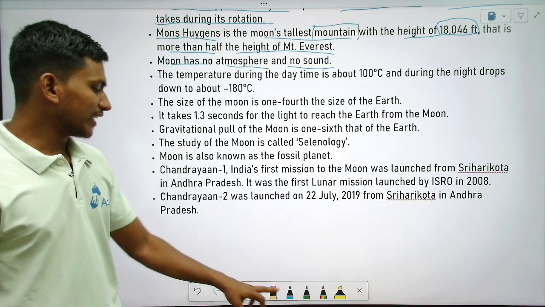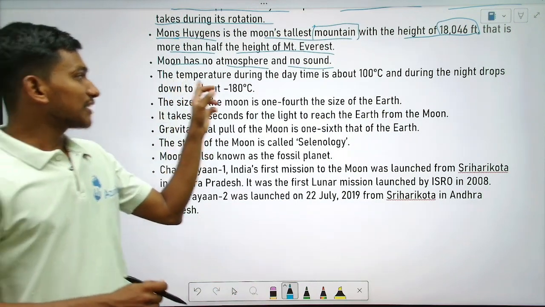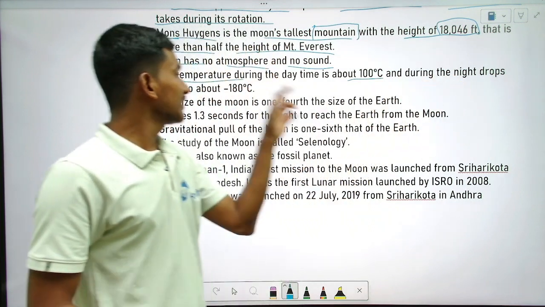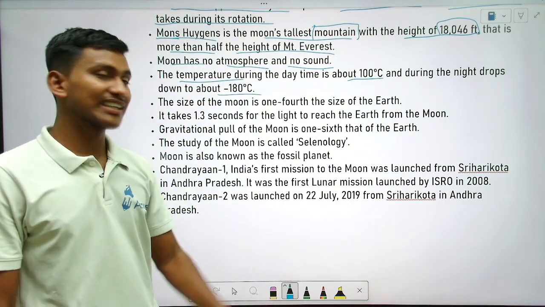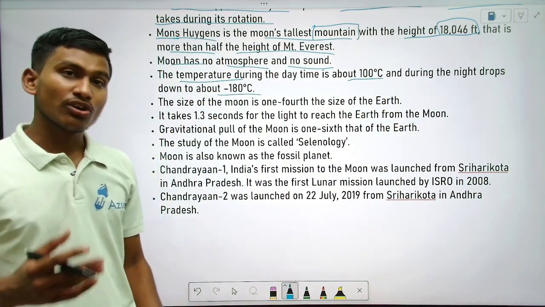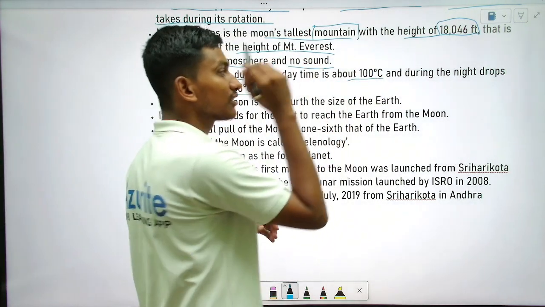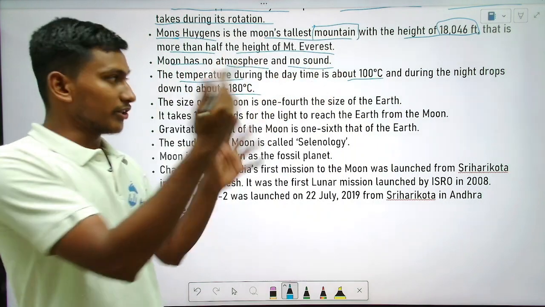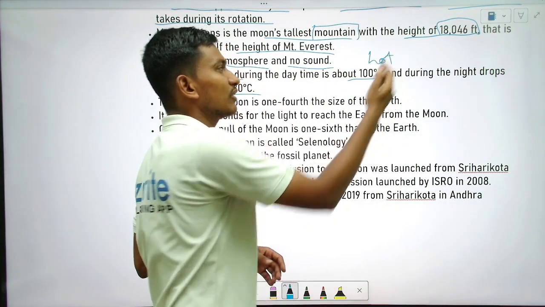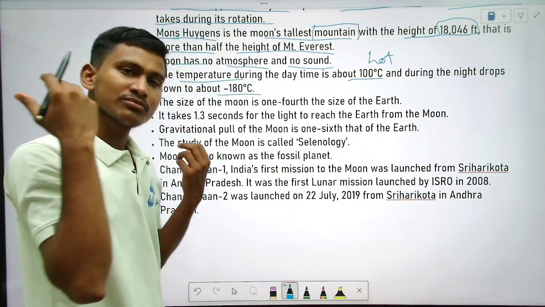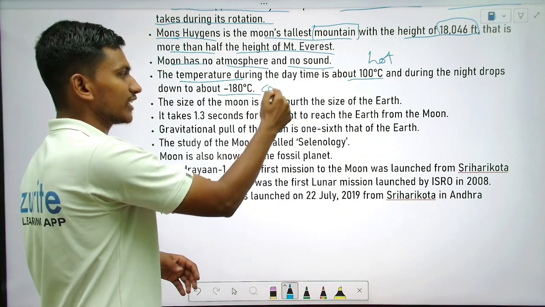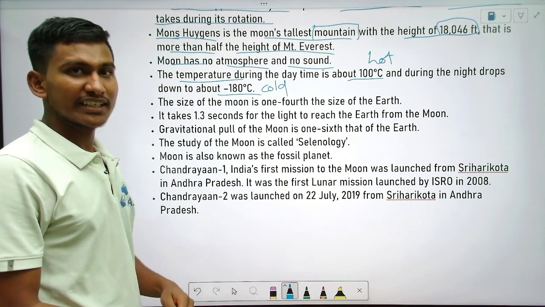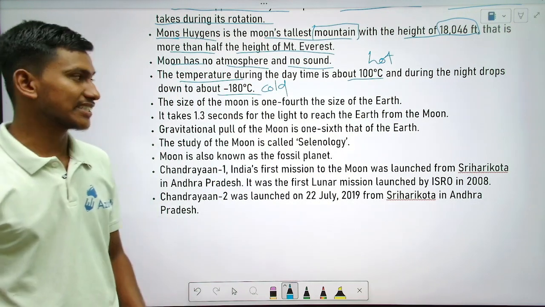Good. So next, the temperature during the daytime is about 100 degrees Celsius, and during the night it drops to about minus 180 degrees Celsius. Why is that? Because sunlight falls on the surface of the moon and it becomes hot, and in the night there will be no sunlight, so it becomes very cold. So that is why the temperature is very low, minus 180 degrees Celsius.